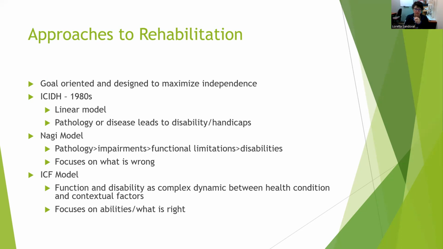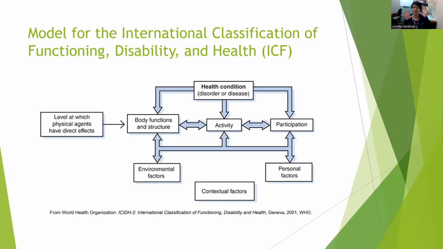The ICF model, which is kind of the current model that we are using, views function and disability as a complex dynamic between health condition and contextual factors. It focuses on the patient's abilities, like what is right with the patient, what can they do, not what can't they do, but what can they do. So this is a little graphic of the model for the ICF, the International Classification of Functioning and Disability. This is generated by the World Health Organization.